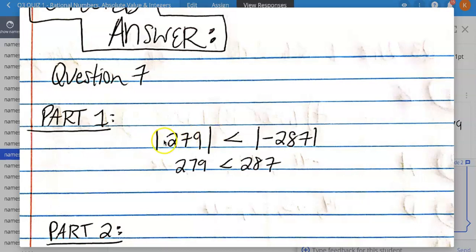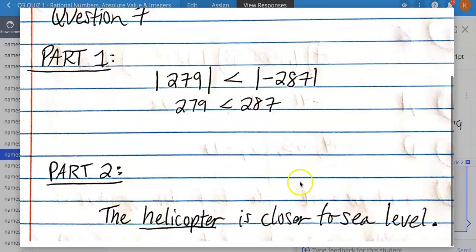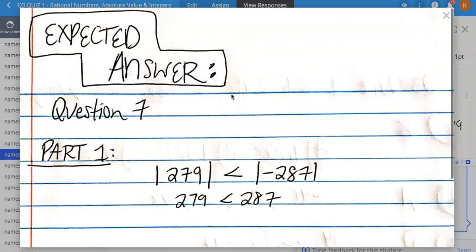Now, when you take the absolute value of 279, you get 279. When you take the absolute value of negative 287, you get positive 287. And 279 is less than 287. Then part 2, the answer was the helicopter is closer to sea level, and that's because 279 is less than 287. So the helicopter is only 279 feet away, while the submarine is 287 feet away. So that's what I'm looking for.